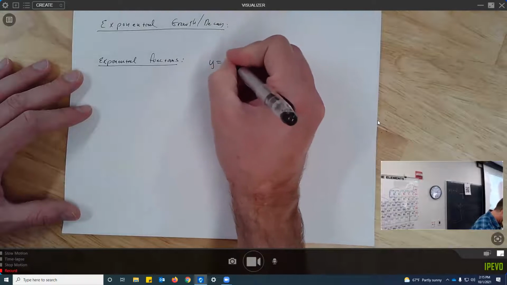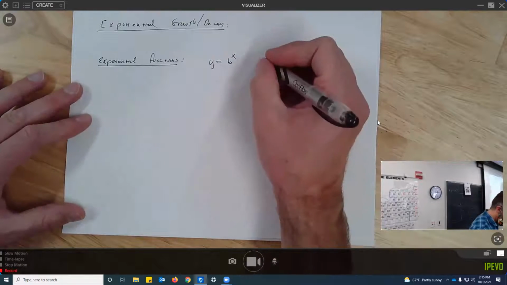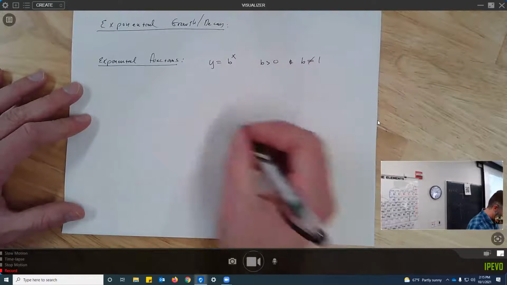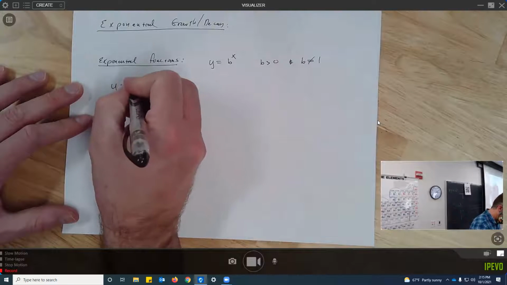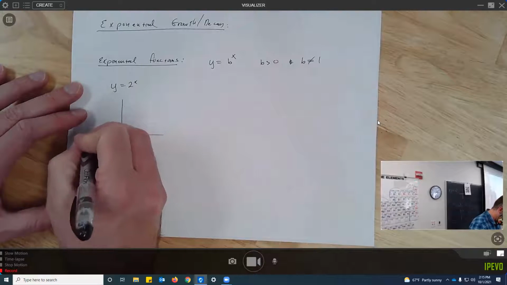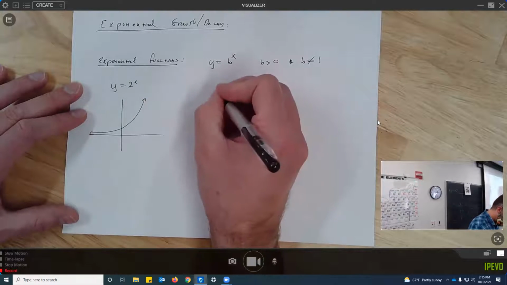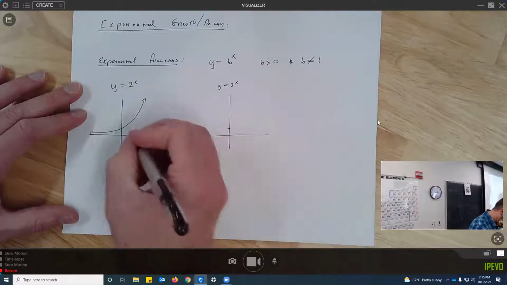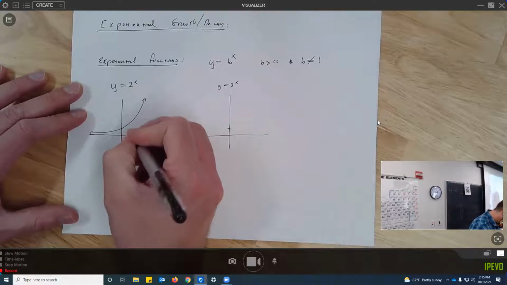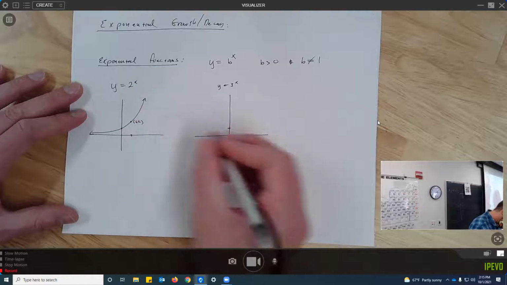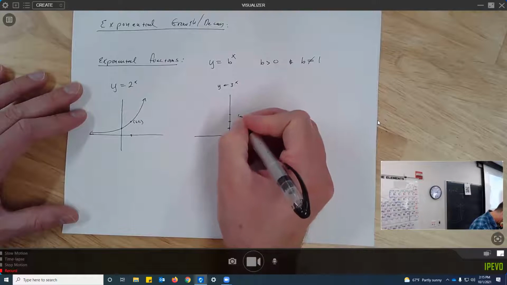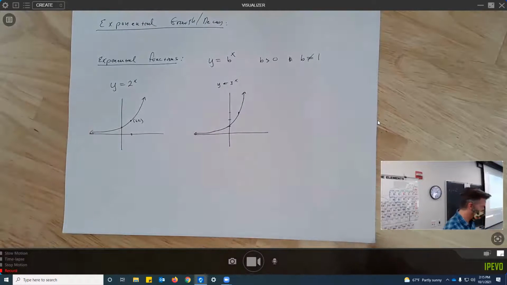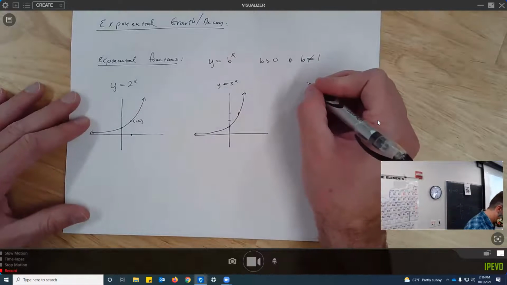Y equals b to the x is kind of the standard way of writing it, and our base is positive, not equal to 1. So some examples of this would be something like y equals 2 to the x, which looks like this, or y equals 3 to the x, which essentially looks the same, except it's steeper. So instead of having the points (0, 1) and (1, 2), you'd have the points (0, 1) and (1, 3).